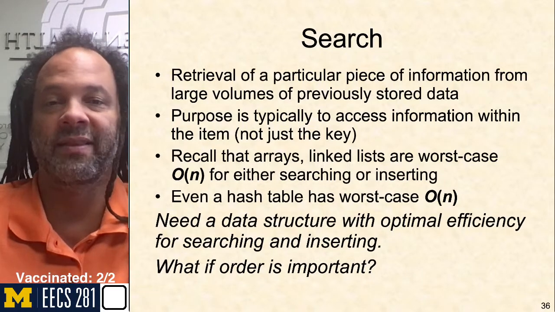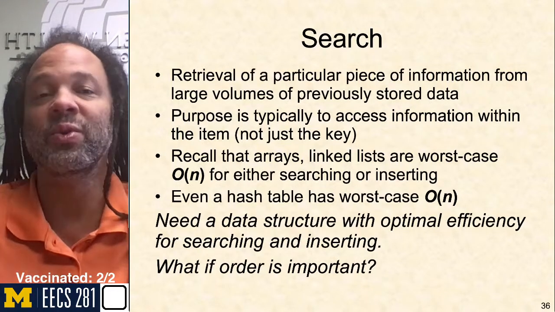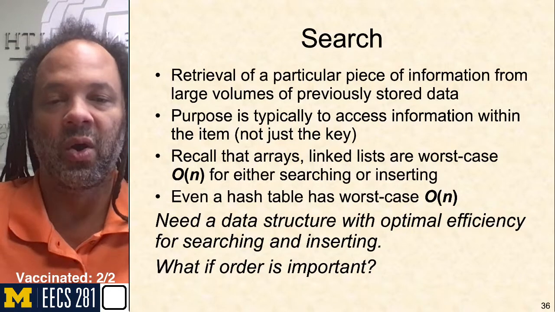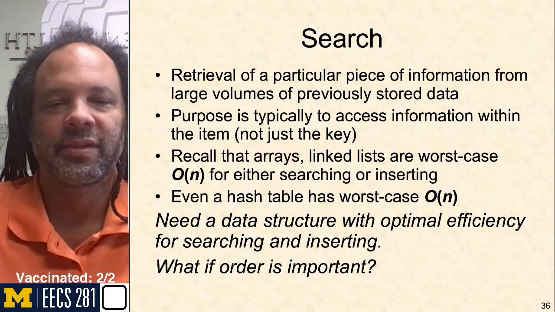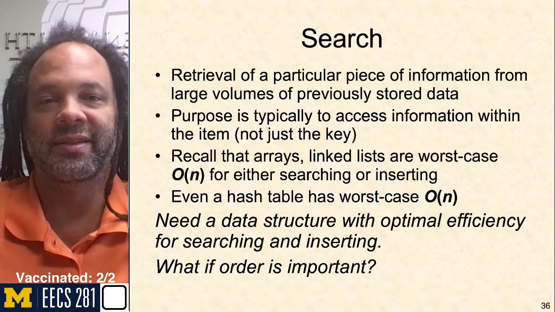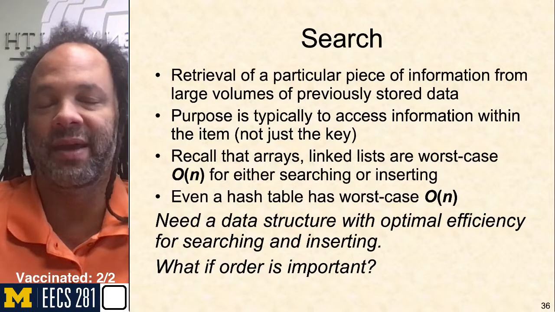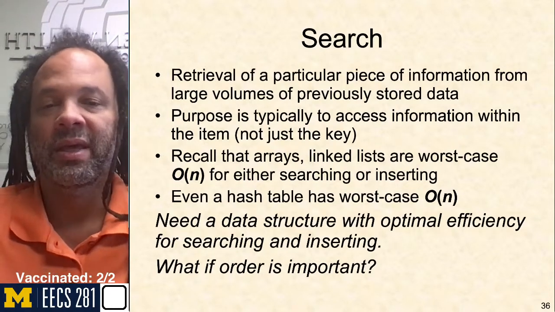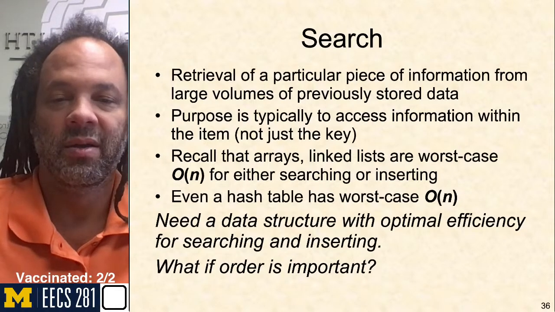We don't want to just find the key, because if we got the key to look for the key, we already have the key. That's not new news. What we want is all the rest of the data that's associated with it. So we know already that just doing a linear search in an array or a linked list is big O of n. That's great. We can search or insert, even if we want to keep things in a sorted fashion. We can do that in the worst case linear time. Even a hash table has a worst case linear.